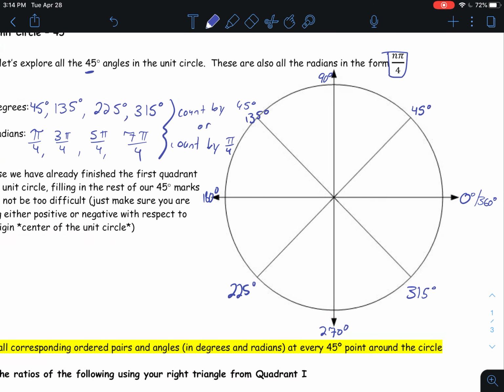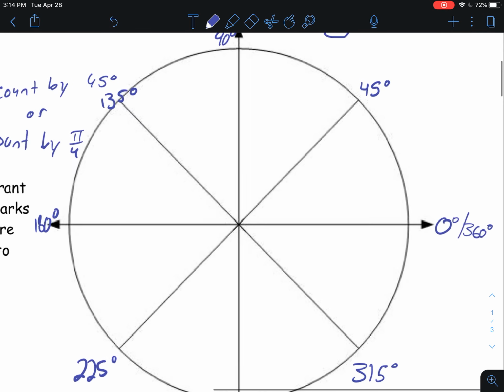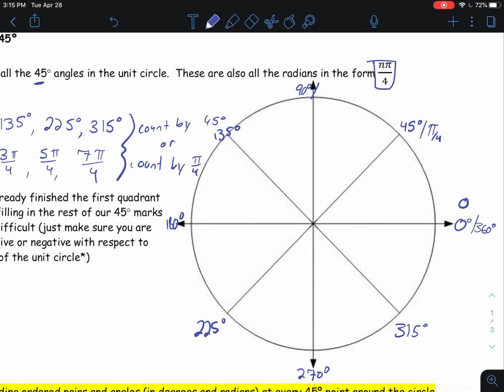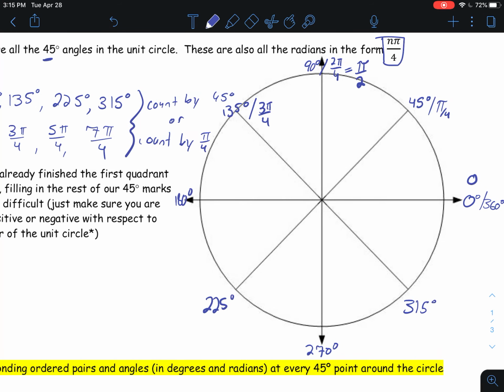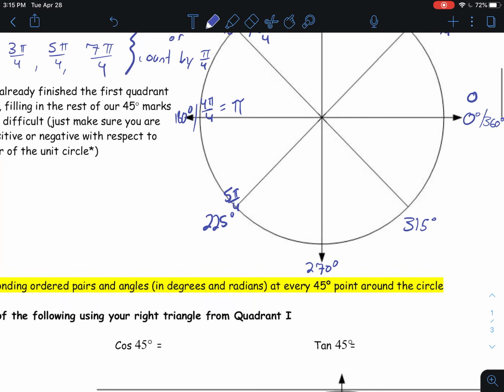So the easiest way to count our 45 degrees is by counting by 45. The easiest way to do pi over 4 is to count by pi over 4, right? So we have 0 here, and then pi over 4 would be the next one. And then pi over 4 plus pi over 4 gives us 2 pi over 4, which is also equal to pi over 2. Add pi over 4 more, that's going to give us 3 pi over 4. Add pi over 4 more, that's going to give us 4 pi over 4, which is the same thing as just pi. Add pi over 4 more, that's 5 pi over 4.